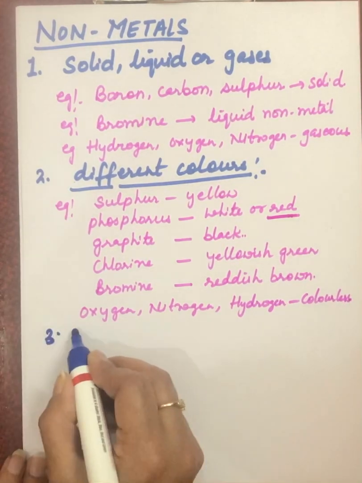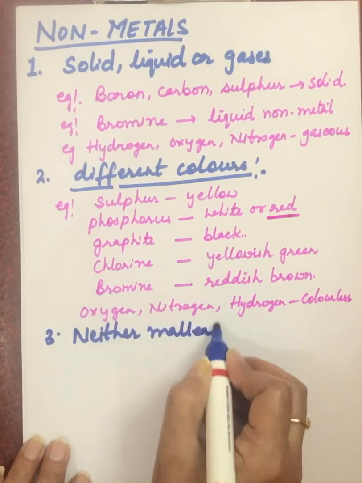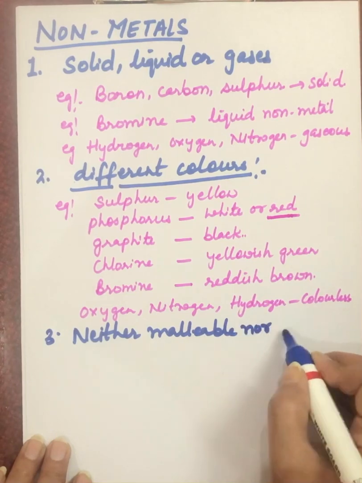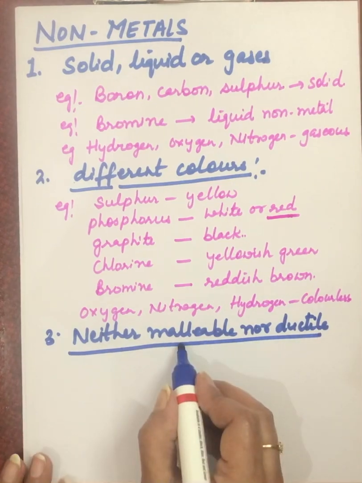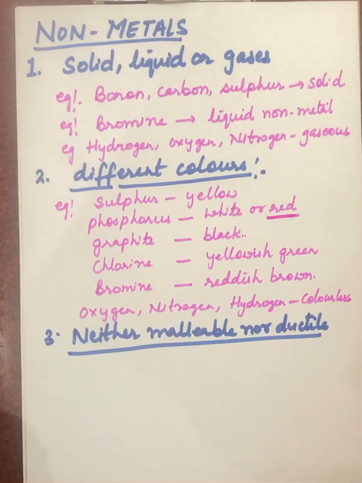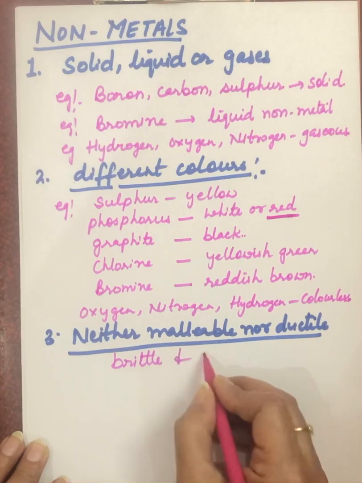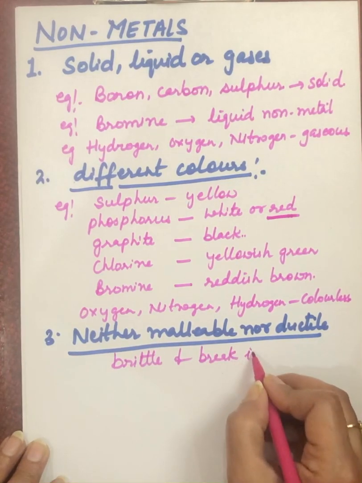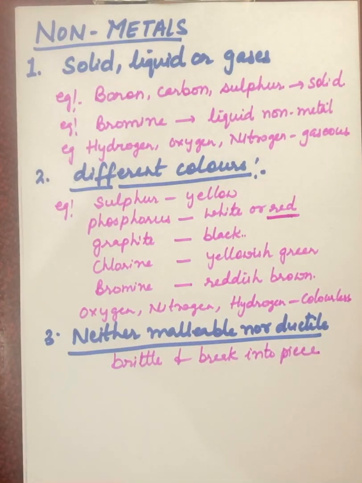Next, they are neither malleable nor ductile. Because if we hammer the non-metal and try to make thin sheets from it, it will break. And if we try to stretch the non-metal to make wires, then also it will break. So non-metals actually are brittle and break into pieces. So that is why they are neither malleable nor ductile.